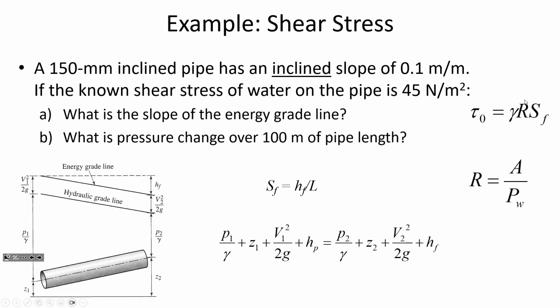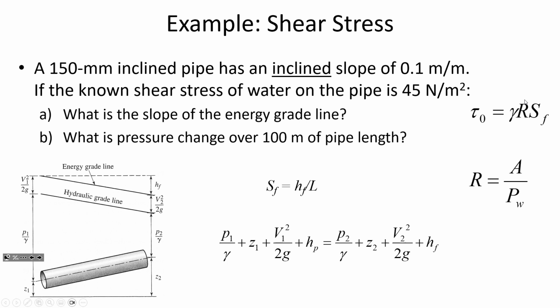Besides area and wetted perimeter, for a circular conduit flowing full, what's the other way we can calculate the hydraulic radius? There's a shortcut. That's right, diameter divided by 4. So if you actually just take the 0.15 and divide it by 4, anybody have a calculator handy? In this case, is it the same thing, 0.0375 meters? Okay, good. Our shortcut works.